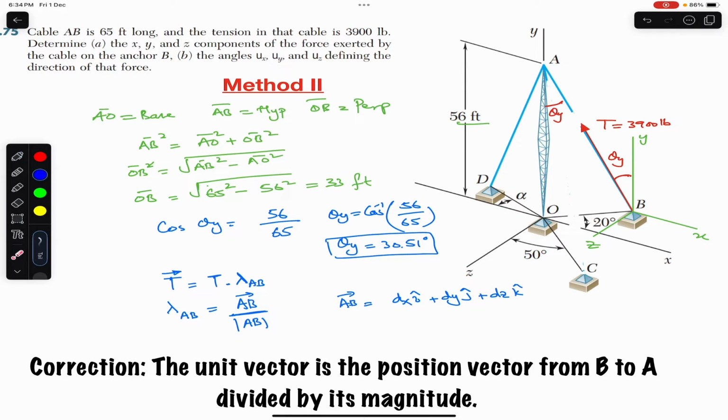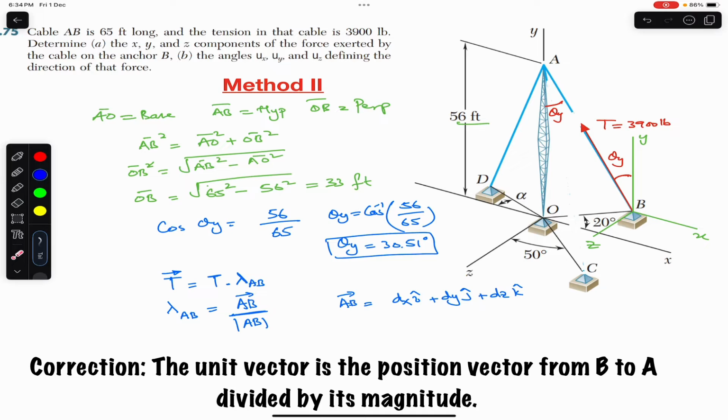Now what is dx? dx is the distance between point A and B in the x direction, parallel to the x axis. And dy is the distance between point A and B parallel to the y axis, or we can say the separation between point A and B along the y axis. And similarly, dz is the separation or the distance between the point A and B along the z axis.